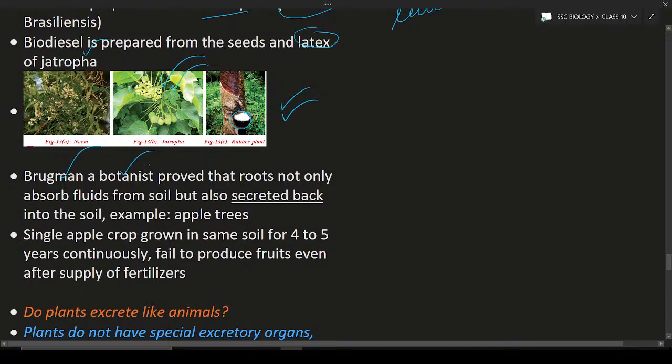So where can we see this plant? This plant can be seen especially in a forest. Some people will also cultivate these plants. So we can see these plants especially in the forest. You can see this Jatropha plant.